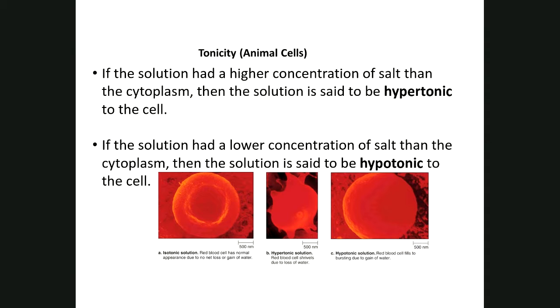But let's say that we were going to place a cell in an environment where there's a lot of salt, anything above 0.9%. In that case, we would call that a hypertonic solution. Okay, so this middle picture of a blood cell, this is what a blood cell will start to look like in a hypertonic solution. But why does it look like that? It's all shriveled. It's actually what we call crenated, right?